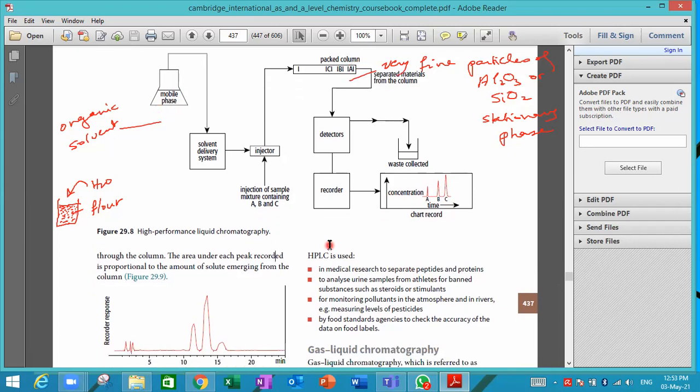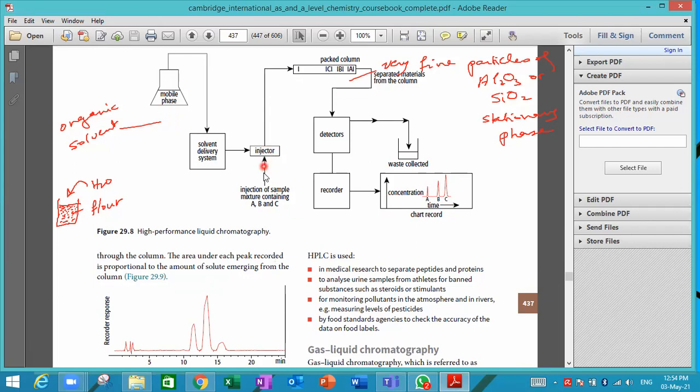Okay, understand, or shall I repeat it? Miss, my question here is for the mixture that contains A, B, and C. Shouldn't it be placed in the packed column and then the organic solvent would come? Yes, that's what they did.